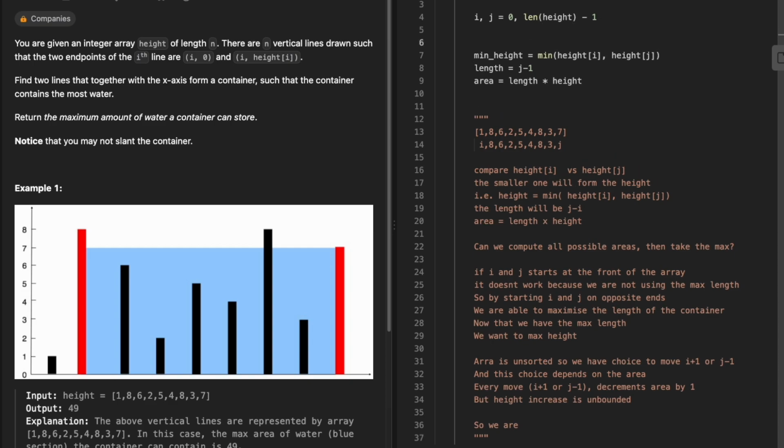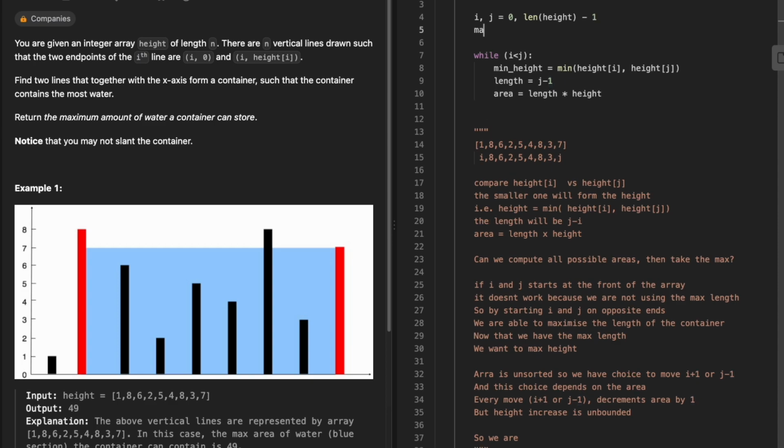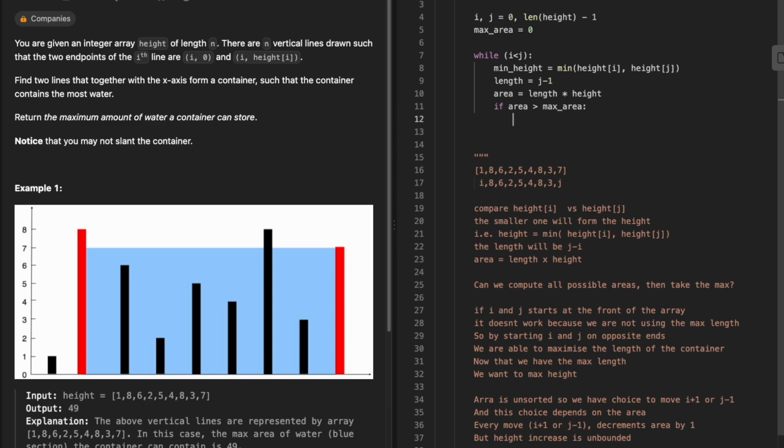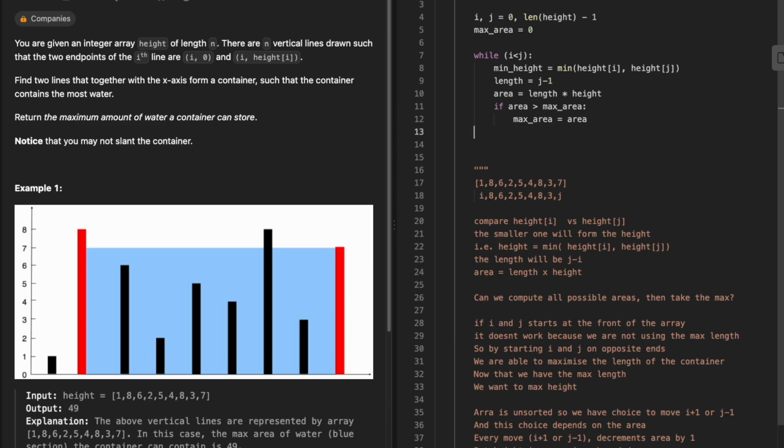Right? Let's see if we can do this while i is less than j, right? We want to compute this, and then we have a max area equals 0, and then if area is bigger than max area, max area equals area, right? And then we want to return max area here.